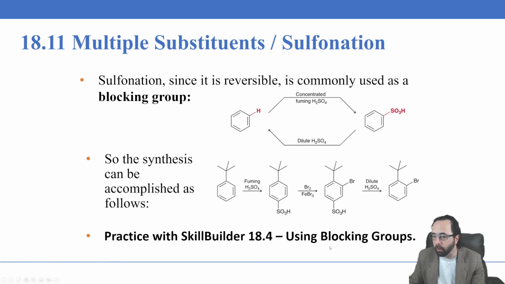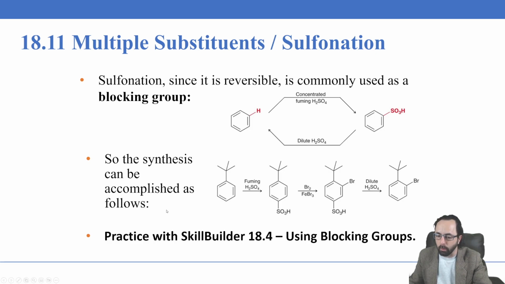So what can we use for a blocking group? Ideally, we want something that's very reversible, and we learned about a reversible installation of a group, the sulfonyl group. If we use concentrated fuming sulfuric acid, we can install the sulfonyl group, but then if we expose it to dilute sulfuric acid, we can remove that sulfonyl group.